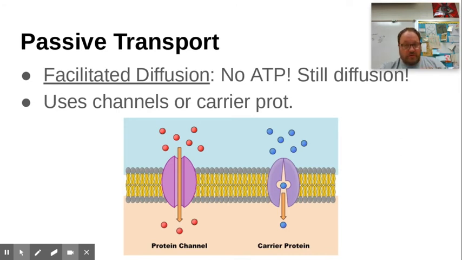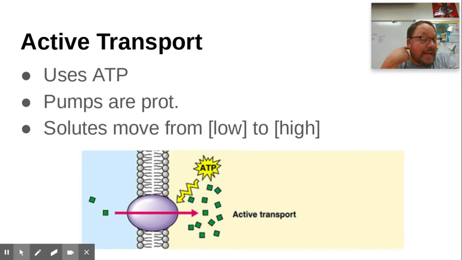Either they're too big or they're charged or they're polar, whatever the case may be. But pumps and channels help things move down their concentration gradients through the cell membrane. So again, passive transport. Now let's contrast this with active transport.